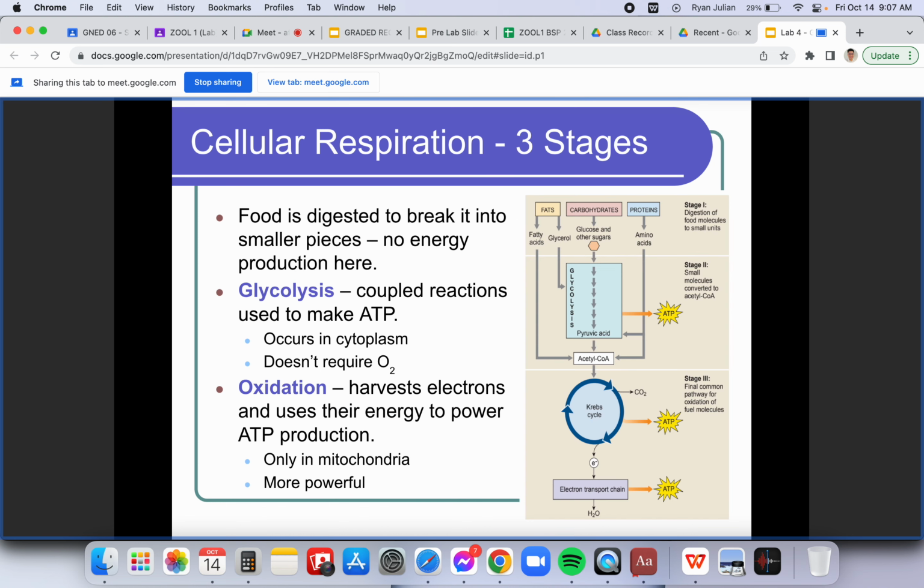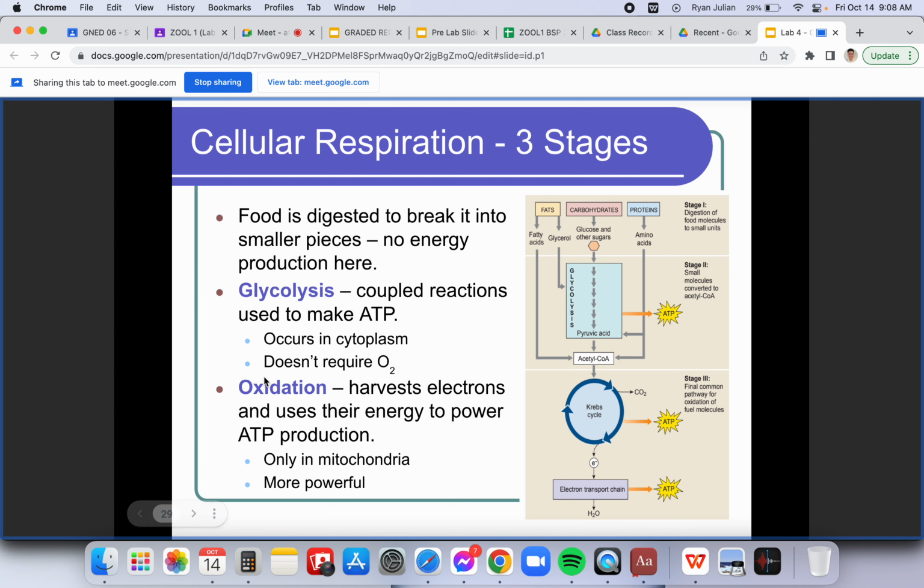Cellular respiration is comprised of three stages. So this is what I will be talking about. Food is said to be digested to break into smaller pieces, and there is no energy production that occurs here. The first process of cellular respiration is what we call glycolysis. It is a coupled reaction that is used to generate or make ATP. It occurs in the cytoplasm and it does not require oxygen.